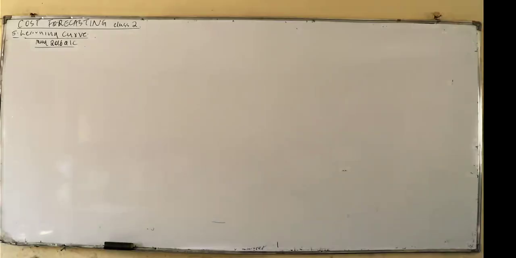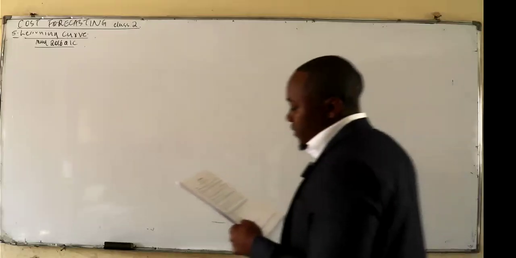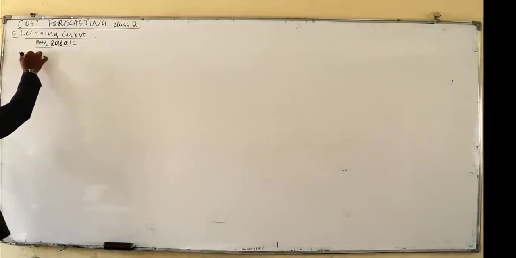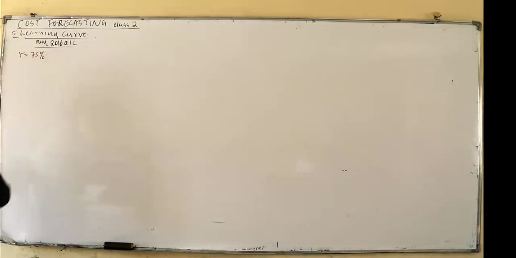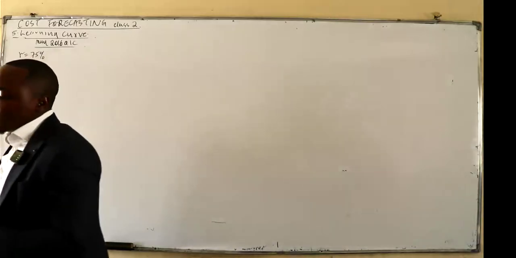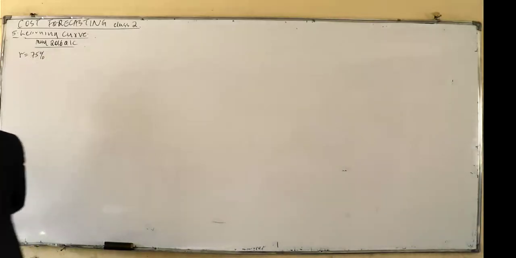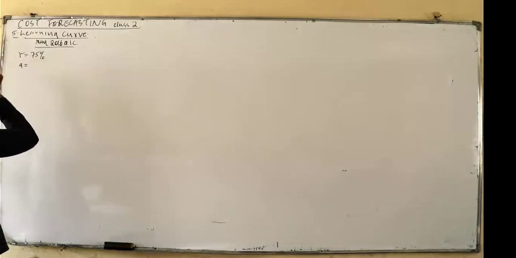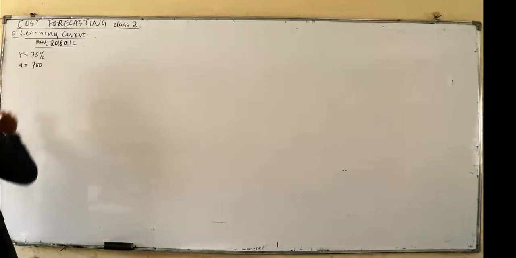Number C. Spacecom Limited is about to bid on a new radar system. Although the product uses new technology, Spacecom Limited believes that a learning rate of 75% is appropriate. So we have a learning rate of 75%. The first unit is expected to consume 700 hours. The first one, that's A. See that A is the time taken to make the first unit. It will consume 700 hours.